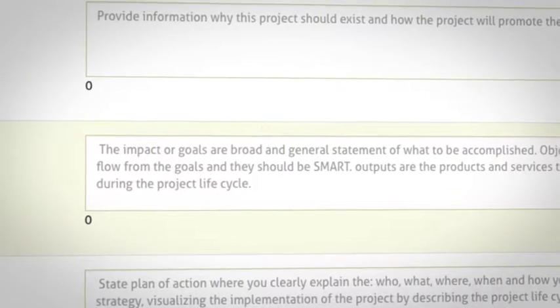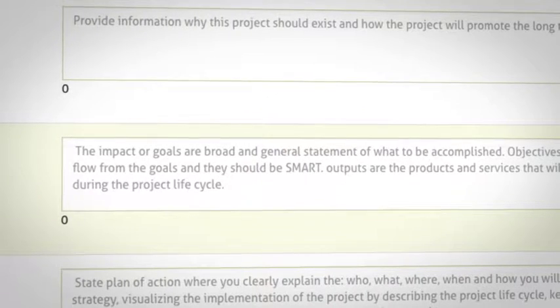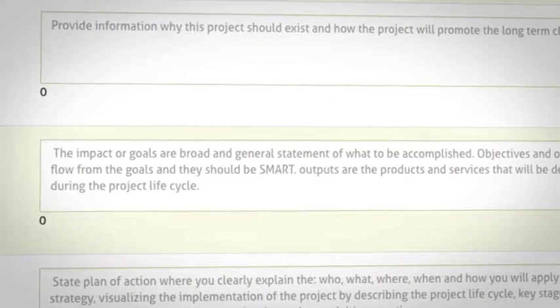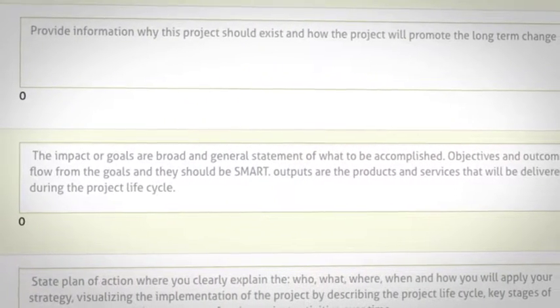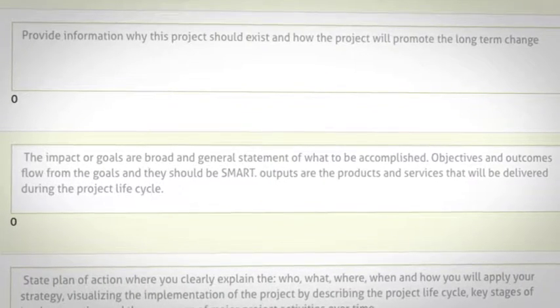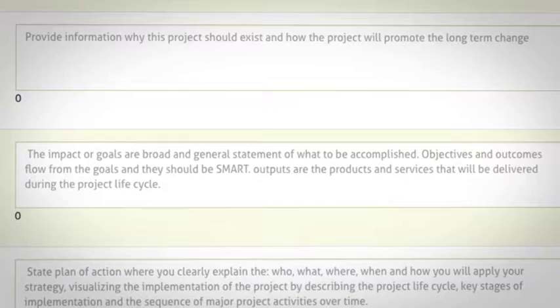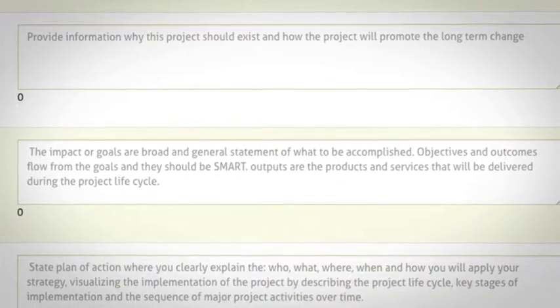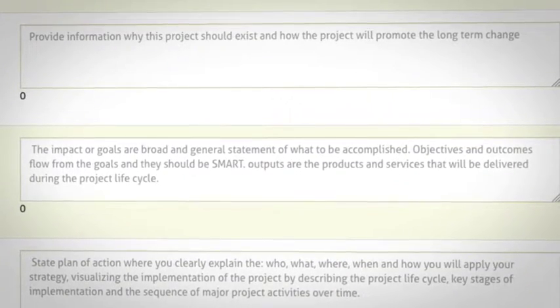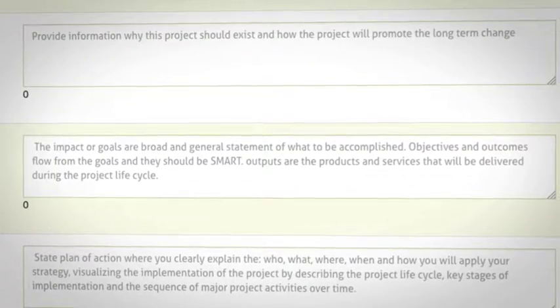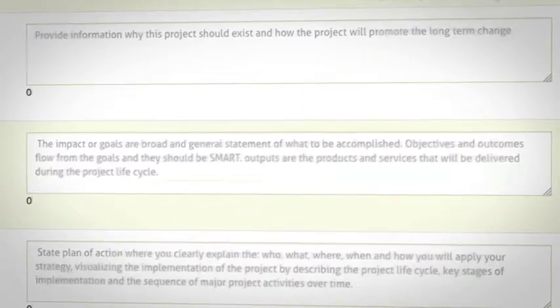The impact or goals are broad and are a general statement of what you plan to accomplish. Objectives and outcomes flow from the goals, and they should be SMART: specific, measurable, achievable, realistic, and time-bounded. And the expected outputs are the products and services that will be delivered during the project lifecycle.